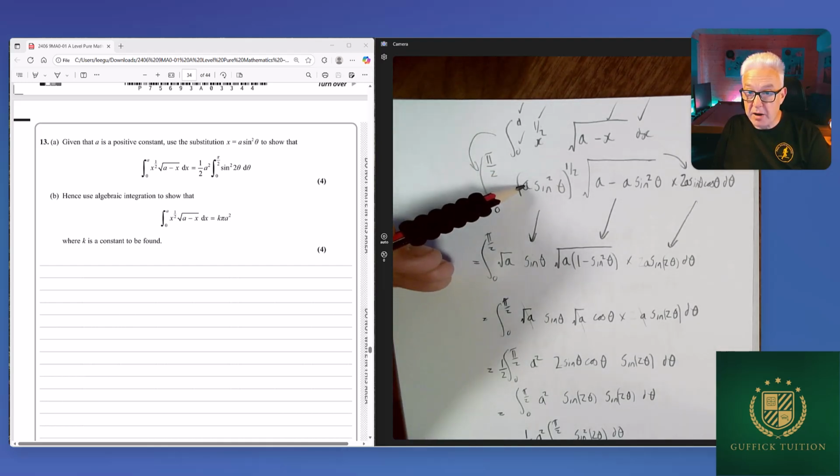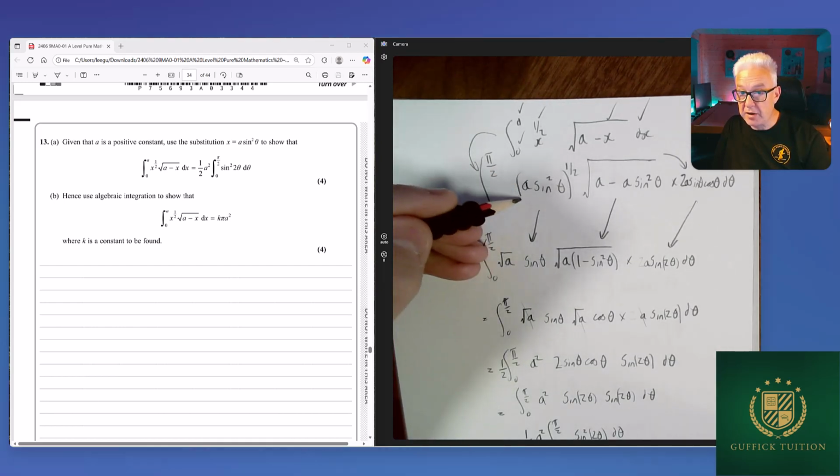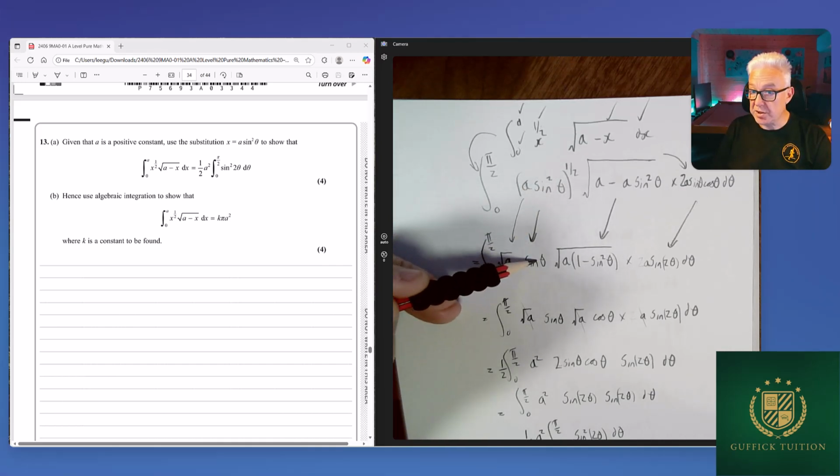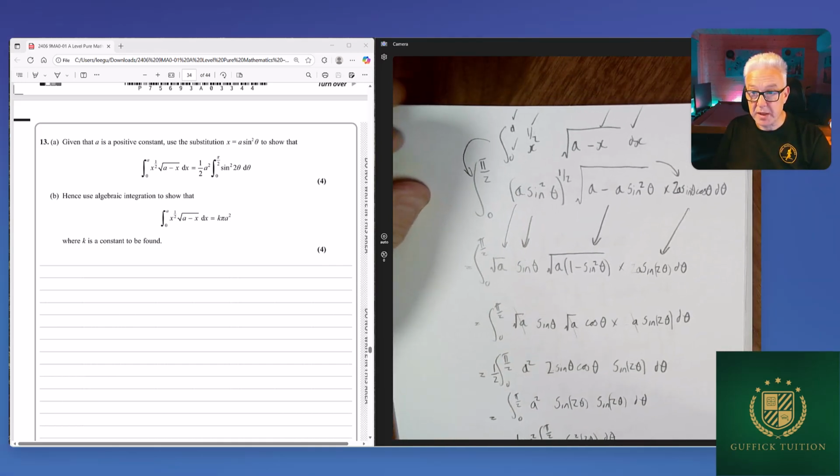So a to the power of a half, I've just removed that and written that as a to the half. The square root of sine squared is just sine. So that's that one done as well.